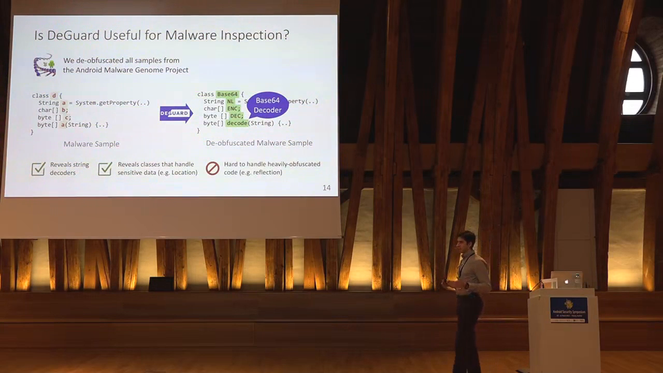And of course, it didn't handle all the malware samples perfectly. We saw heavily obfuscated malware where you see things like reflection, code unfolding, control flow obfuscation. These kinds of obfuscation mechanisms go beyond the scope of what DGARD can handle, and it was not as useful to reverse engineer these examples.